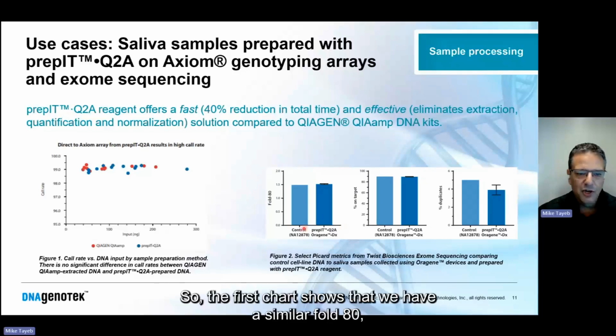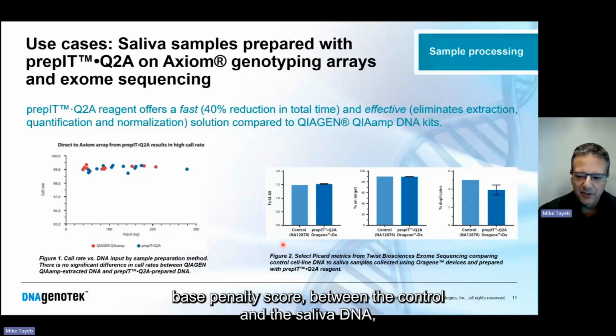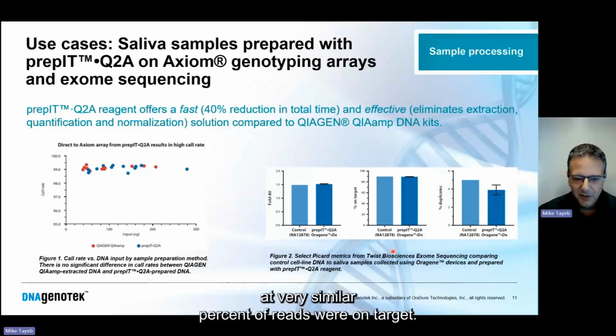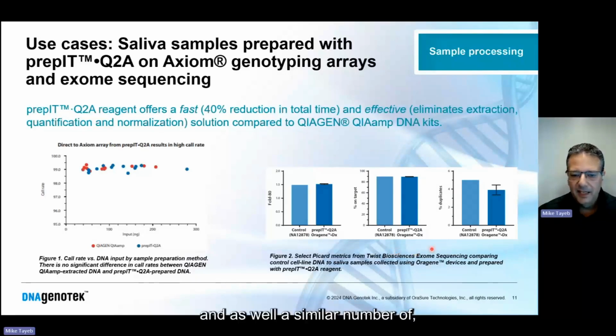The first chart shows that we have a similar fold 80 base penalty score between the control and the saliva DNA. A very similar percent of reads were on target, as well as a similar number of duplicates in the sequencing data. And in this case, the saliva may have performed just slightly better than the control.